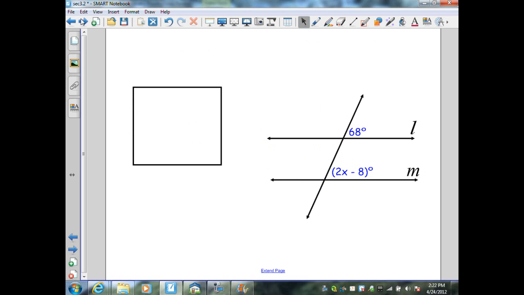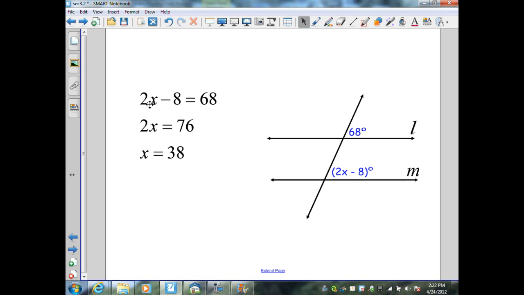Using the same directions, I want to determine the value of x that makes L and M parallel. Here is my transversal, identifying the type of angles I'm given. There are corresponding angles. For these two lines to be parallel, corresponding angles must be congruent. Therefore, 2x minus 8 equals 68. Add 8 to both sides, I get 76. Divide by 2, x is 38. So the value of x that makes these two lines parallel is 38.